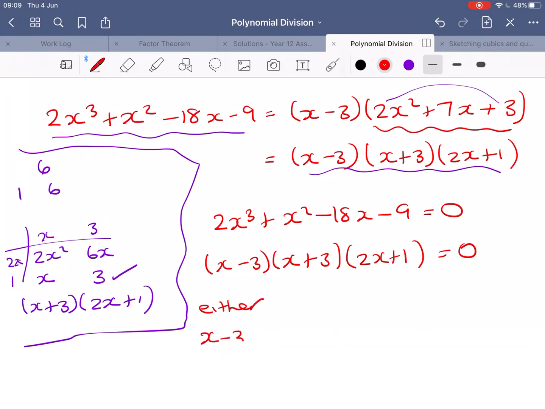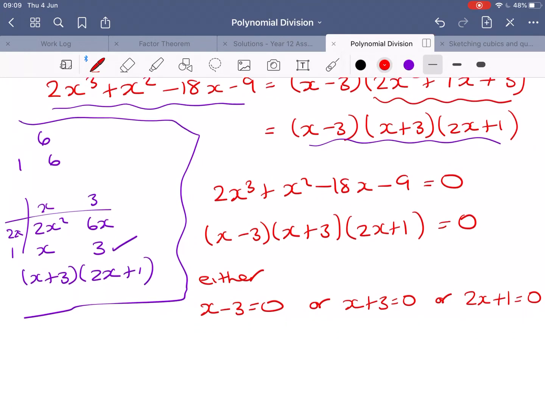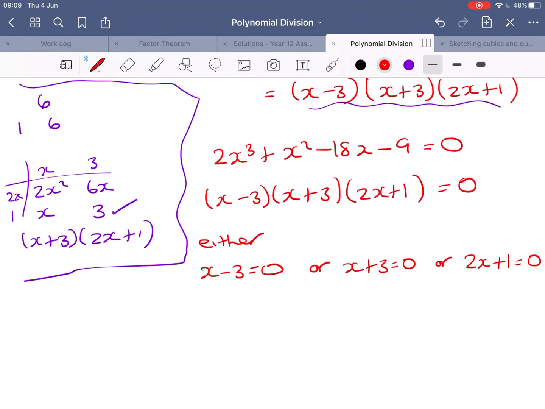Either x minus 3 has to be 0, or the second bracket, which is x plus 3, has to be 0, or the third bracket, which is 2x plus 1, has to be 0. One of those three things has to be 0. Now, the first two are easy, so that means x equals 3 or x equals minus 3. And then for the last bracket to equal 0, I want my 2x plus 1 to equal 0, which means my 2x must equal minus 1. Take 1 away from both sides. So my x must be minus a half. And they're the solutions that you get.